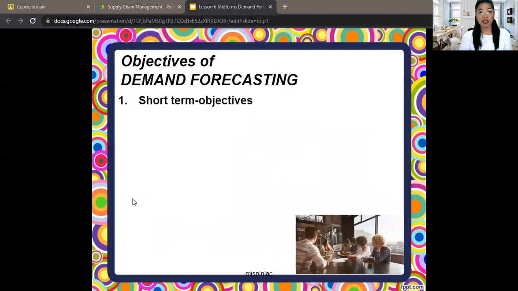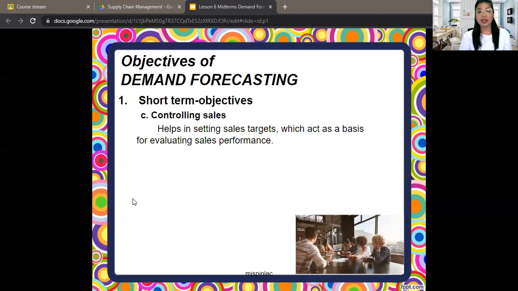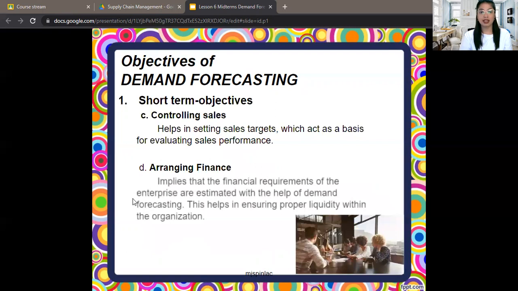For the short-term objectives, still we have controlling sales. This helps in setting sales targets, which act as a basis for evaluating sales performance. Letter D is arranging finance. This implies that the financial requirements of the enterprise are estimated with the help of demand forecasting. This helps in ensuring proper liquidity within the organization.